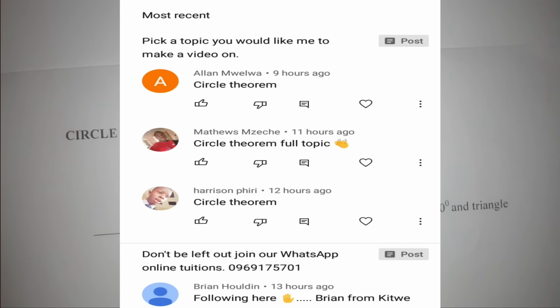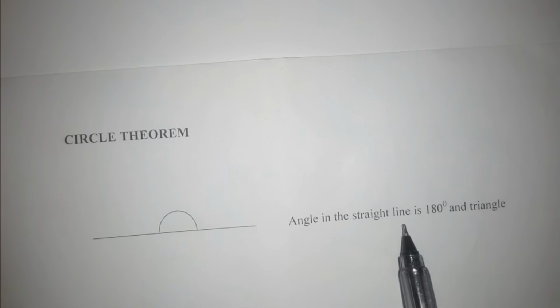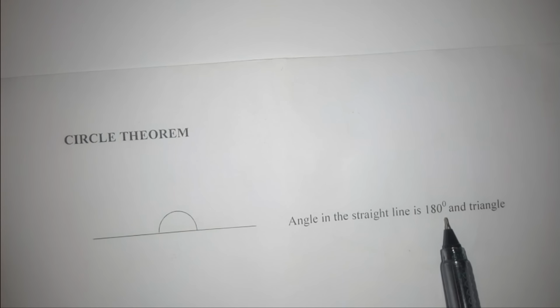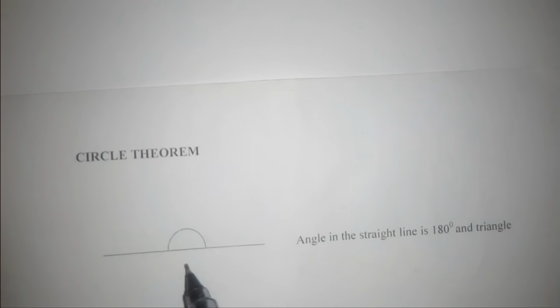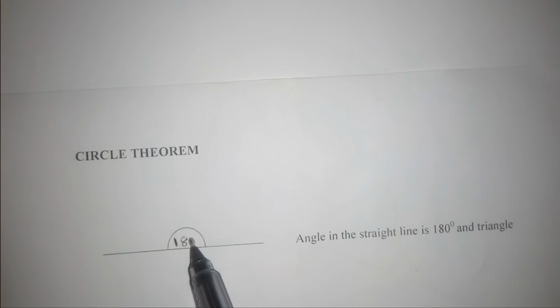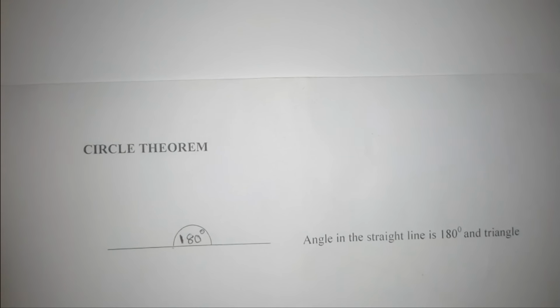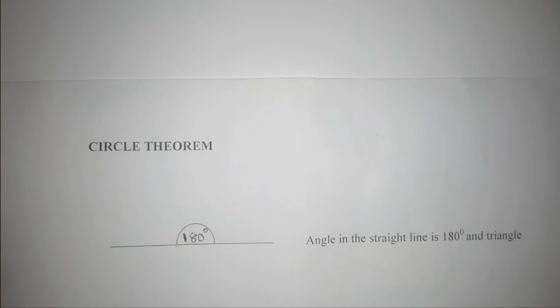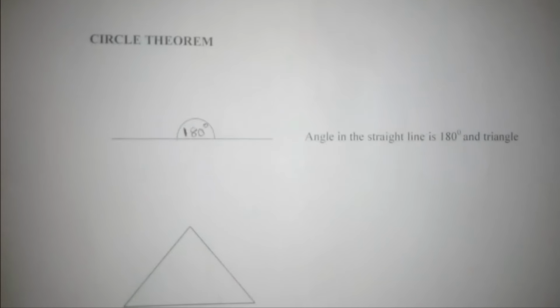Under circle theorems, there are some things we need to understand as we work out questions. Number one: angle in a straight line is 180 degrees. This is a straight line, so the angle from here to here is 180 degrees. If you're dealing with a straight line, just know that it has an angle of 180 degrees.